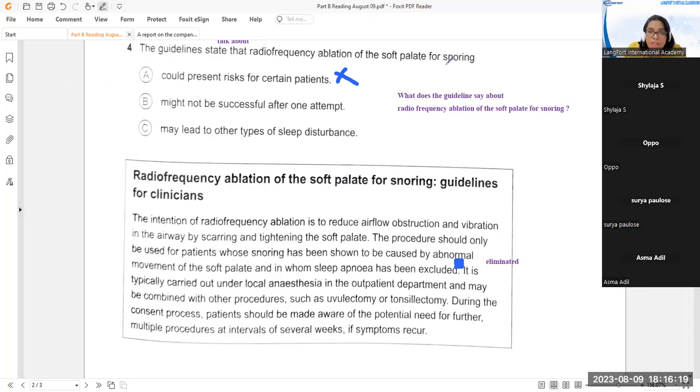Next option, Anu, with the question. The guidelines state that radio frequency ablation of the soft palate for snoring might not be successful after one attempt. Might not be successful after one attempt. What do you guys think of that?